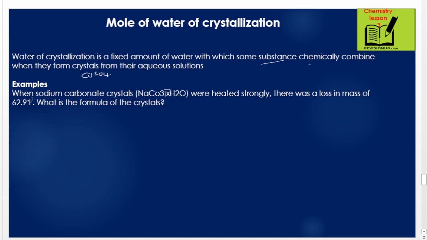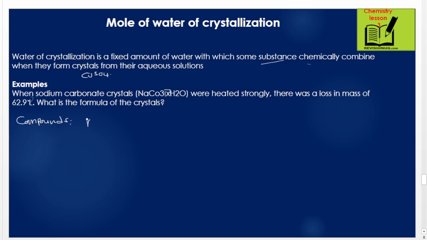The question says that when they heated sodium carbonate crystals, there was a certain weight which was lost, because it is a water of crystallization. It is a crystal, so it has water of crystallization. Therefore, on heating, it lost its water of crystallization. Now, as we did in the previous lesson on empirical formula, here we are not going to start with the elements. We are now going to deal with the compounds. So let us state the compounds that we have there.